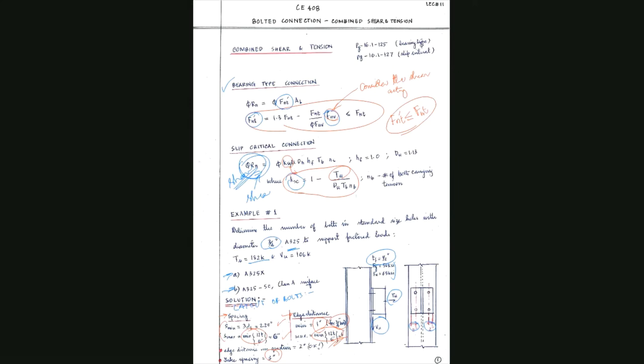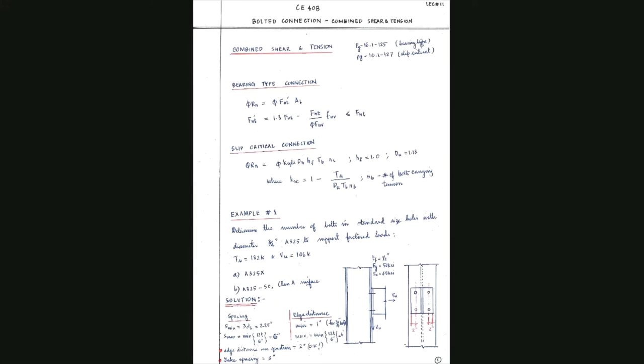The next part of the problem is to calculate, starting off with the bearing type of connection. Now we calculate the capacity of the bolt in direct shear. The capacity of the bolt is calculated using this equation, φRnv is equal to φFnv Ab. This is taken from the manual.